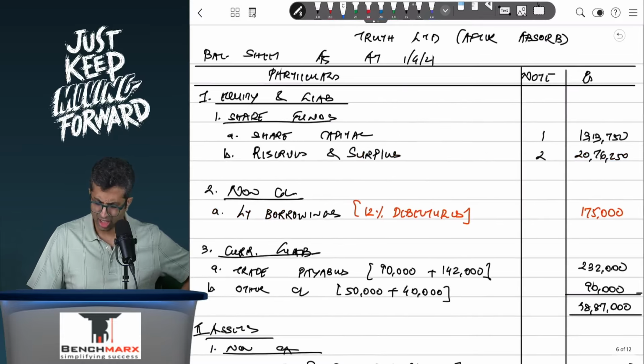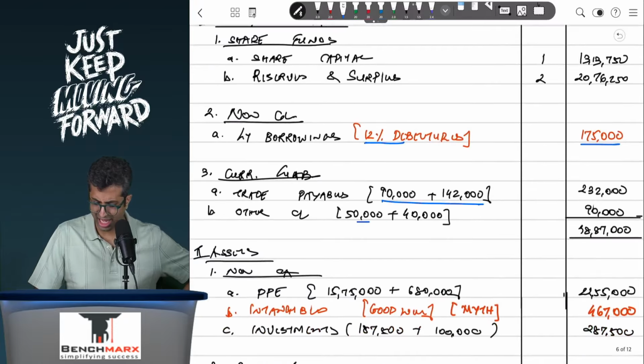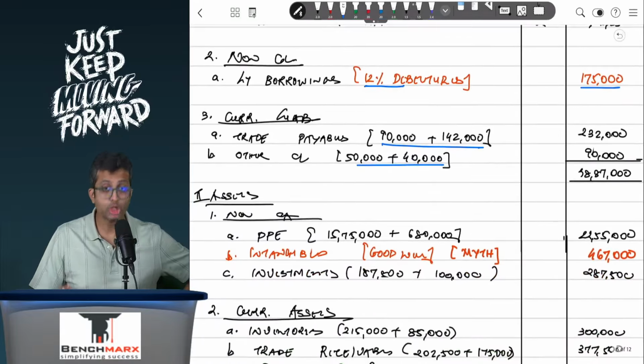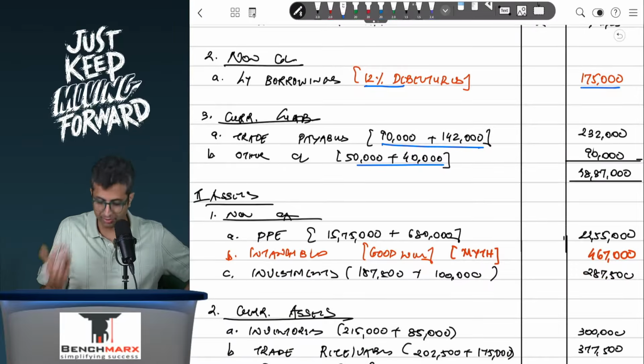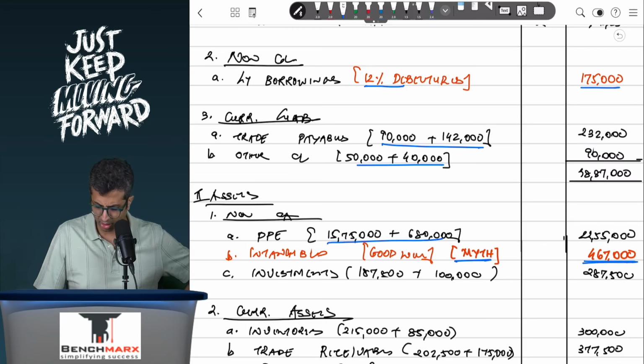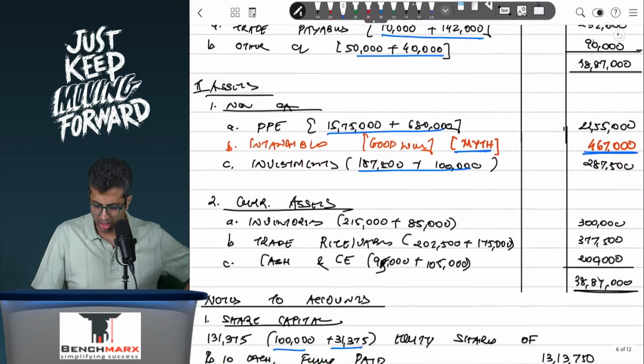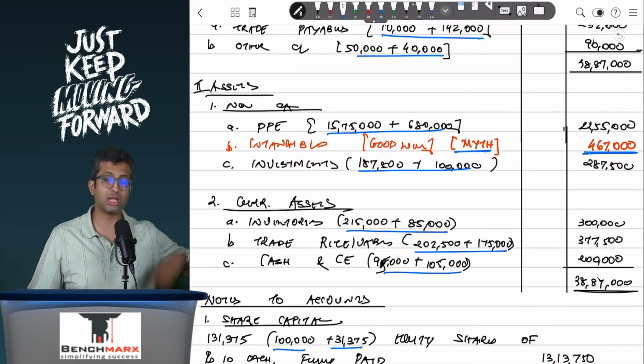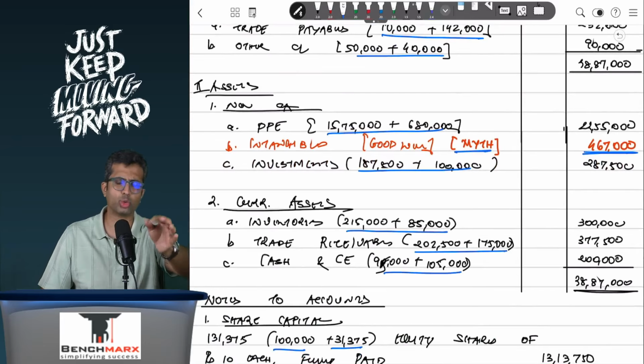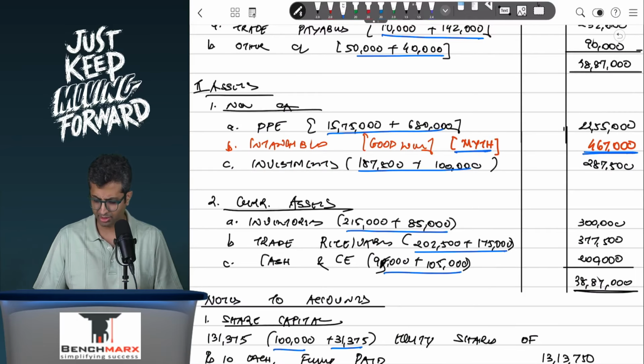Apart from that, you will have 12% debentures, 175. Everything else you will just add as it is. Goodwill, you will only have the goodwill of Myth. You cannot take over the goodwill of Truth in the books of Truth. So goodwill will be Myth's goodwill of 4,67,000. PP, investments, inventories you will total, everything else is the same. It is just that when you are acquiring, you can only take over the goodwill of the selling company, not the goodwill of the purchasing company.